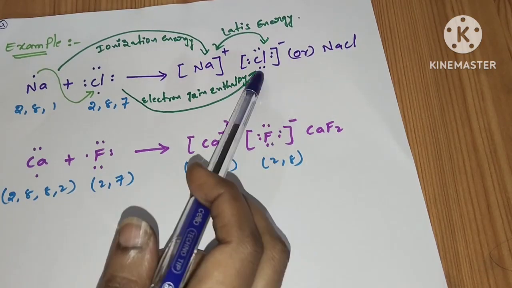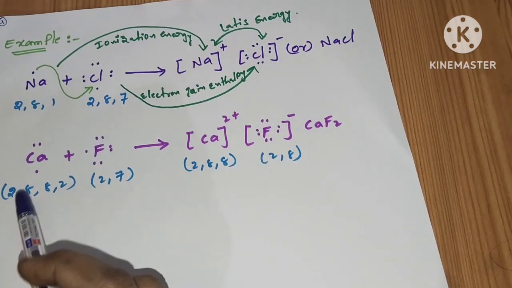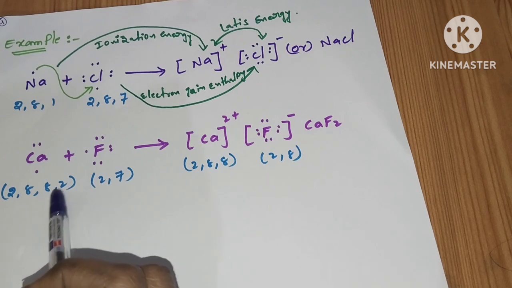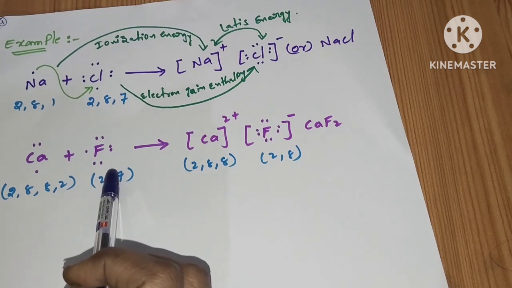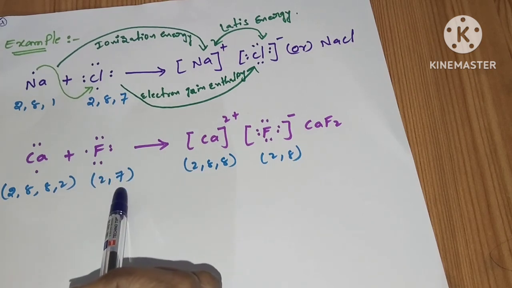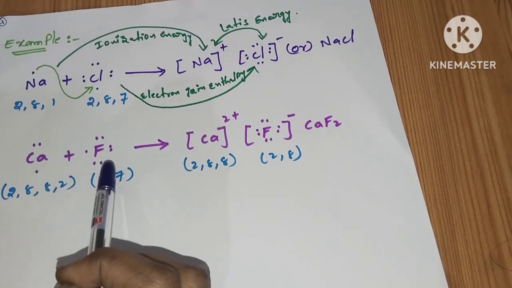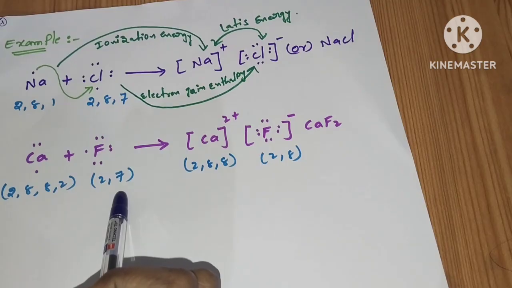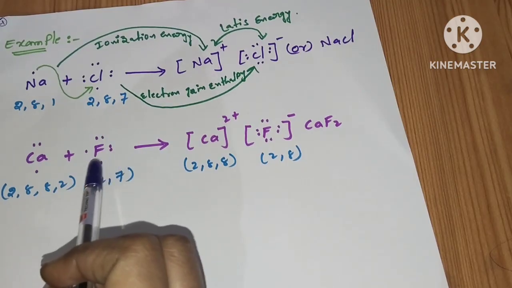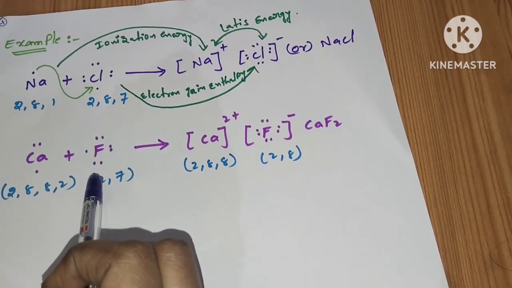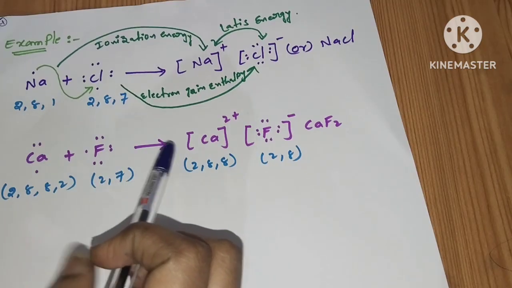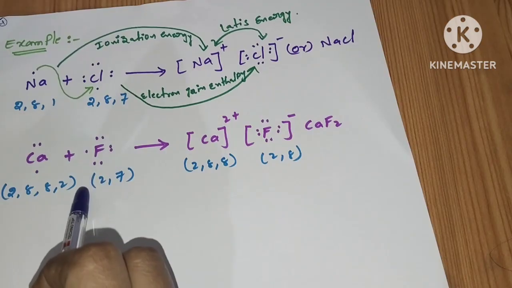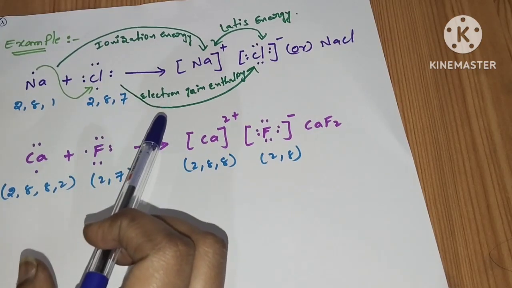As both ions attain the noble gas configuration, Na+ achieves the neon configuration and chlorine has achieved the argon configuration. The next example is calcium, which has the configuration 2,8,8,2, and fluorine configuration is 2,7. So calcium loses 2 electrons to attain the noble gas configuration of argon. Similarly, fluorine gains an electron and forms the neon configuration. So these two examples show the formation of an ionic bond.